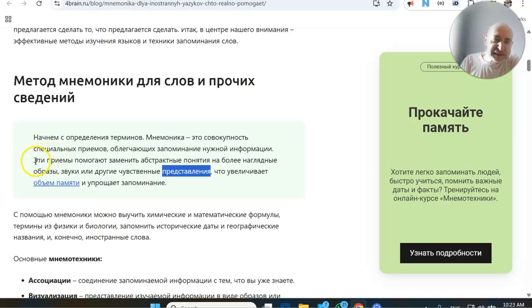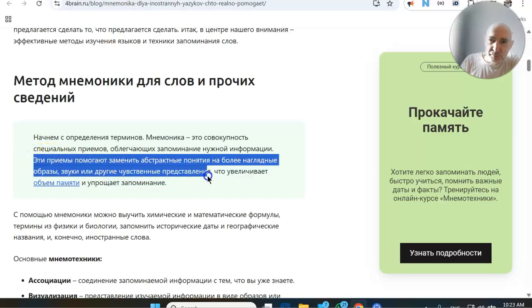So now, please see how you will get this first part of the sentence. Эти приемы помогают заменить абстрактные понятия на более наглядные образы, звуки или другие чувственные представления.